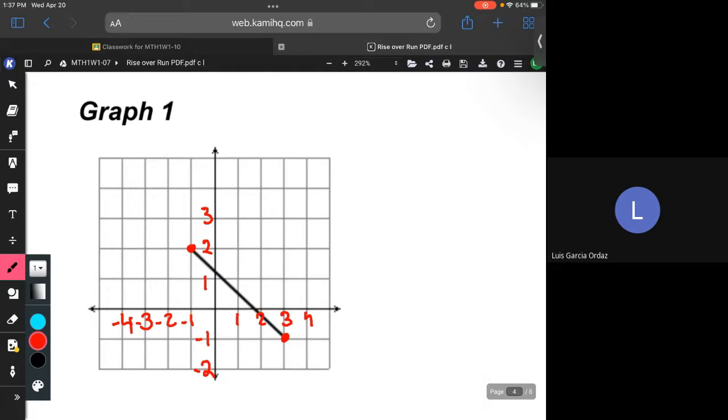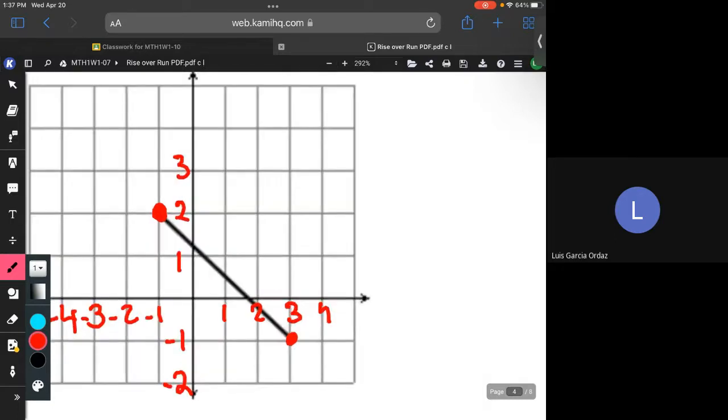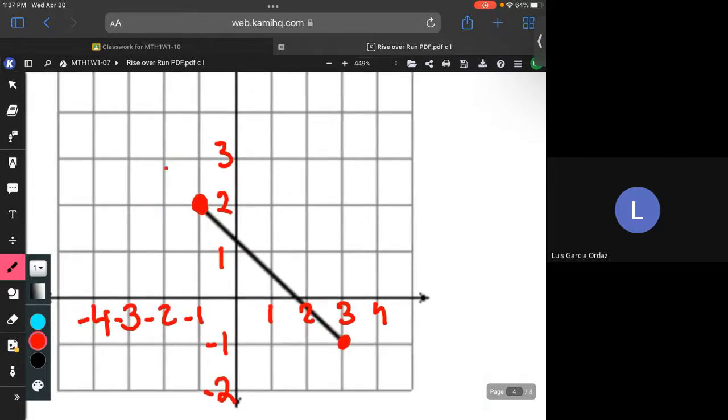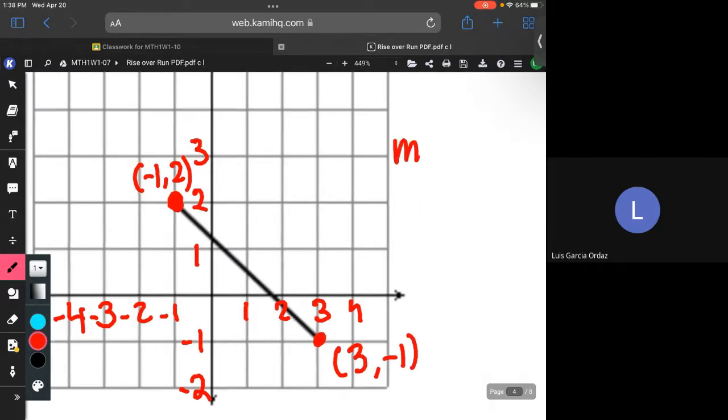So what's the first coordinate for my top point? Kareem? Negative 1 and 2. Yeah, negative 1, 2. Perfect. And what's my second coordinate at the bottom? Adam? 3, negative 1. So now I want you guys to figure out your slope using rise over run. And then let's see what you get.